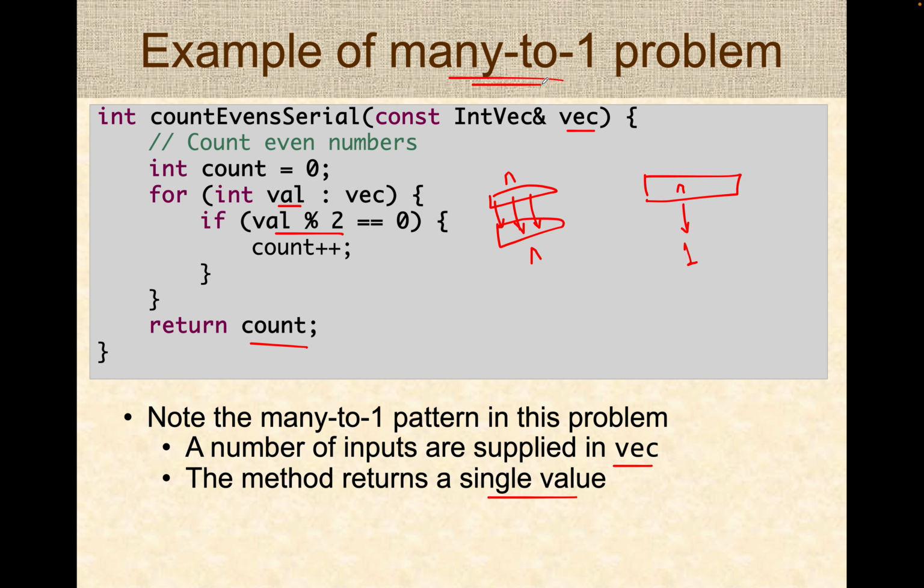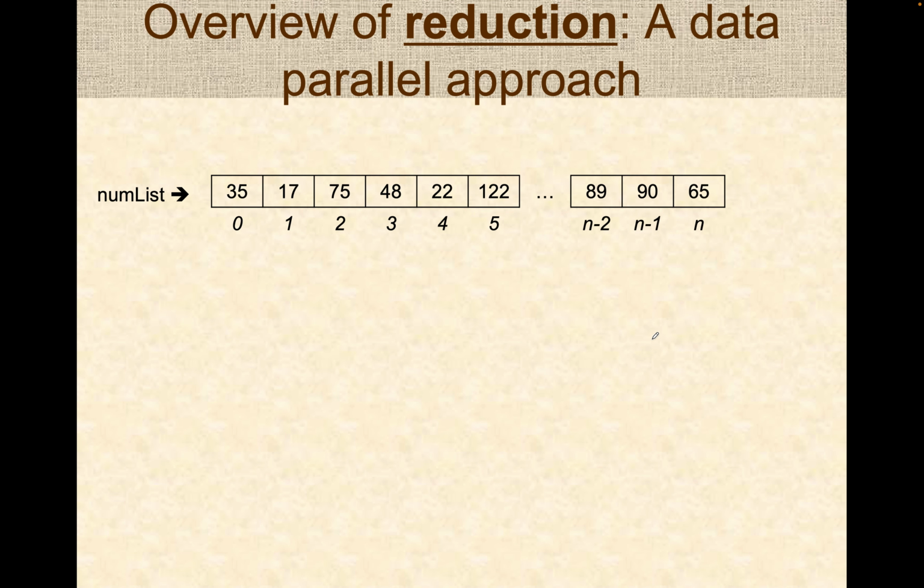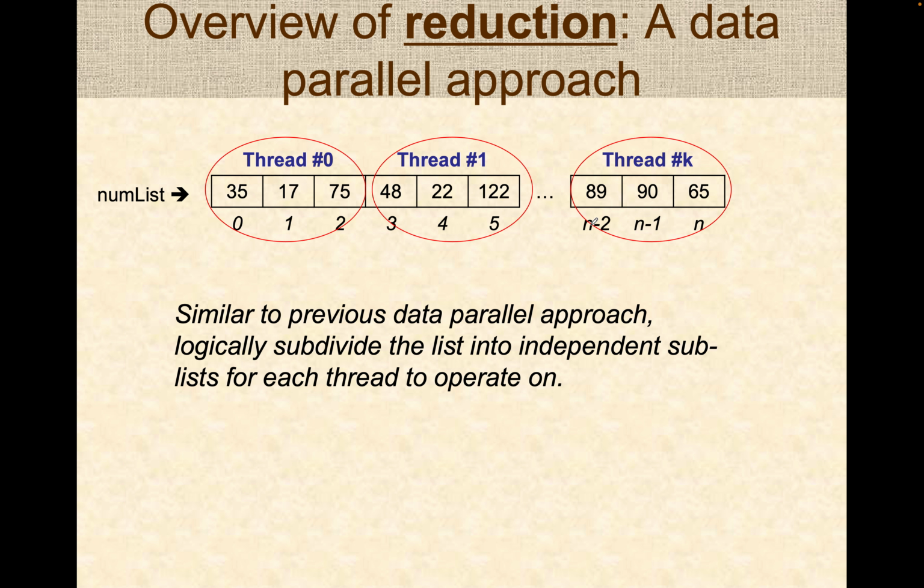Let's see how to solve this problem using an approach called reduction. So let's do an overview starting with a picture. We are given a number list with a list of numbers in it. We are going to do the same data parallel approach where we logically subdivide the numbers to be processed by different threads. Here we have n numbers and k threads, and similar to the previous case, we're going to compute a start index and end index and have the threads iterate over those subsets of numbers. Same idea.